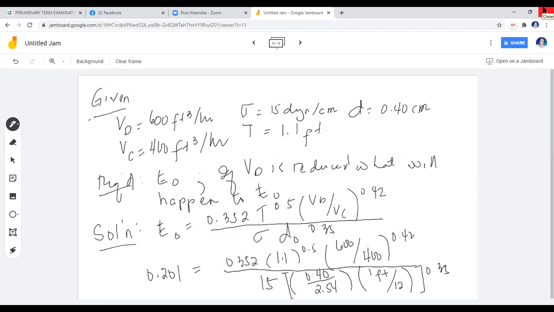Point 133, miss. 0.4 divided by 2.54, divided by 12, raised to 0.35, you multiply by 15, that should be in the denominator, times 0.352 times 1.1 raised to 0.5, times 600 divided by 400 raised to 0.42, equals 0.13. Is there something wrong with that? 0.352 times 1.1 raised to 0.5.